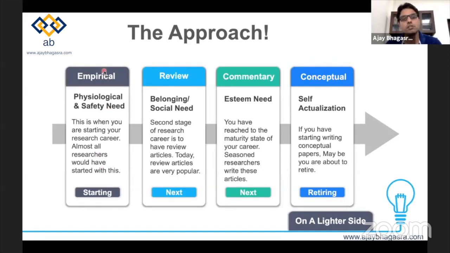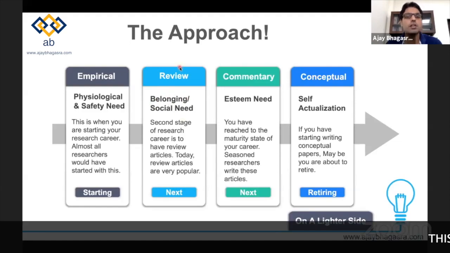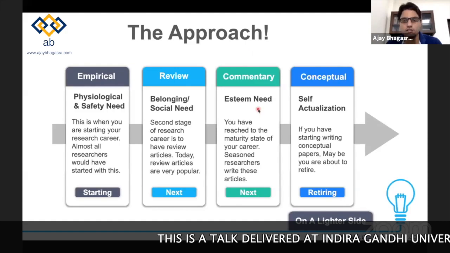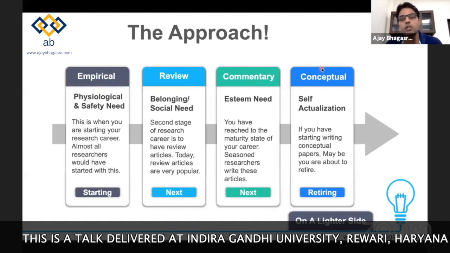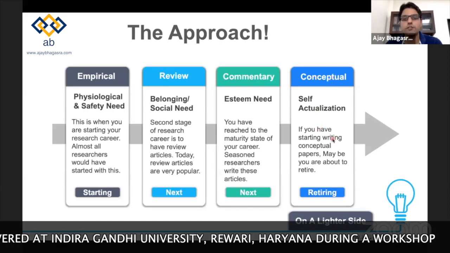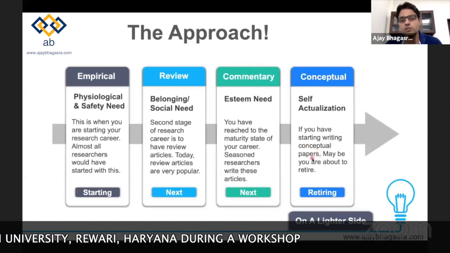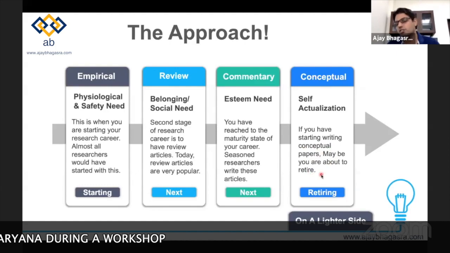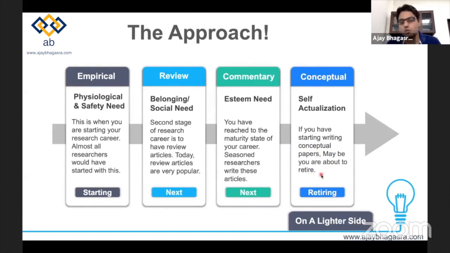And once this need is quenched, then only you should go to the review thing, which is a higher level of researchers' need. And then you should go to commentary articles, that is the esteem need, because only higher senior scholars will publish it. And only after that you will go to conceptualization. If you have started writing conceptual papers, maybe you are about to retire, because very senior people would write conceptual papers. But I'm not saying you cannot write. We can obviously write all these types of papers. But that is why I've put it on a lighter side, just to understand the concept.